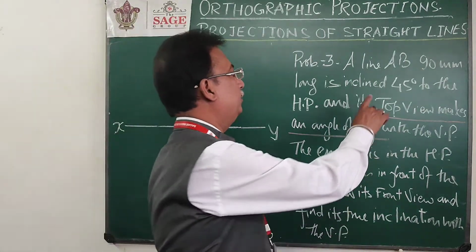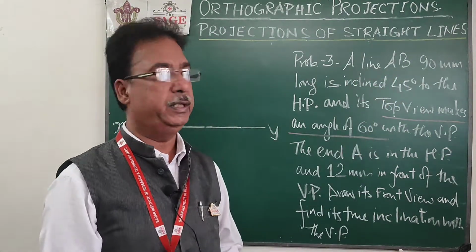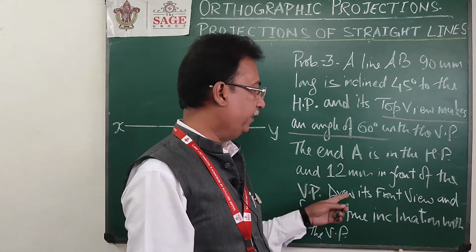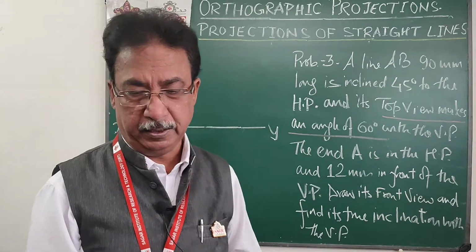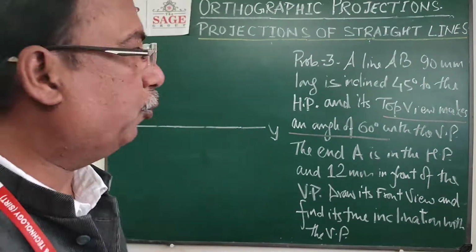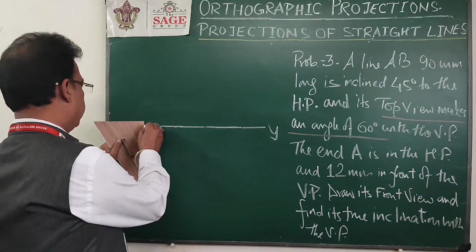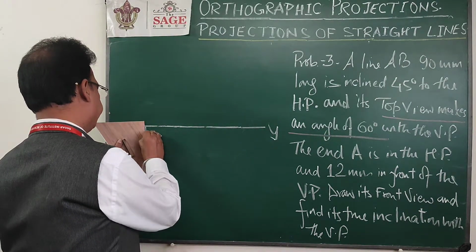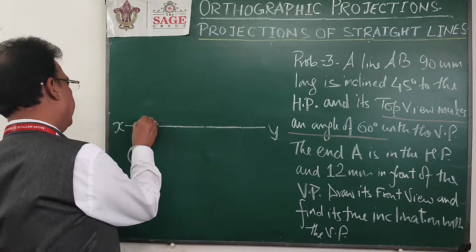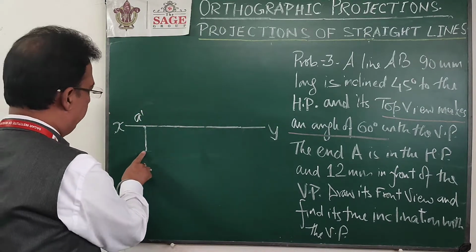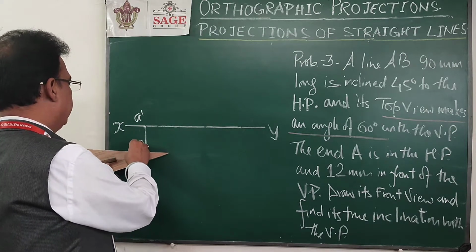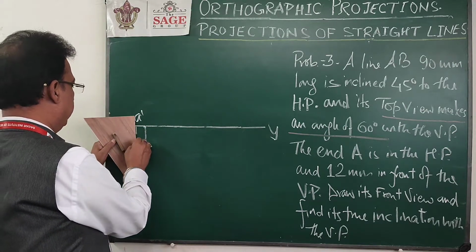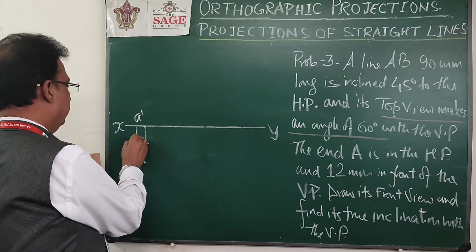Again in this problem, as you know, the true length will be given to me and the first end, that is the end A, will be given, that is in the HP and 12 millimeter in front of the VP. So we should start with the first point. So I can plot the first point, that will be A. A dash will be on the reference line as the point is in the HP, and its top view will be below the reference line by 12 mm. This is given in the problem.